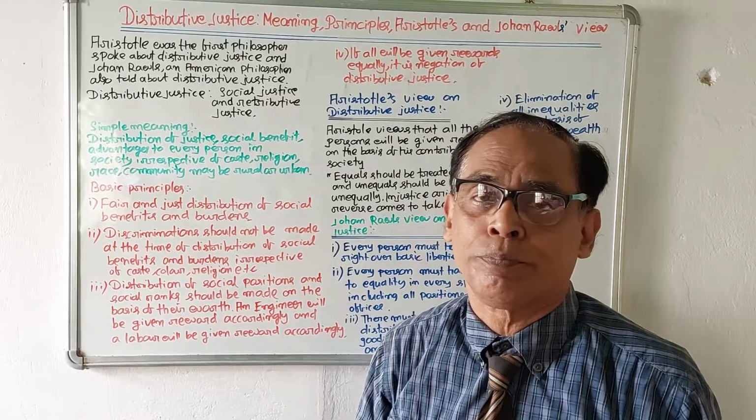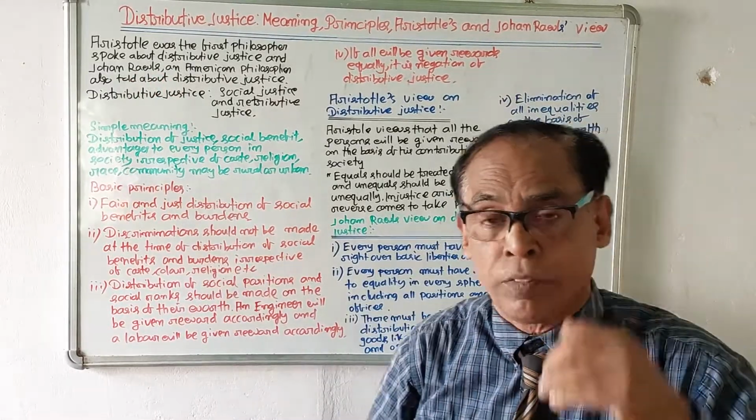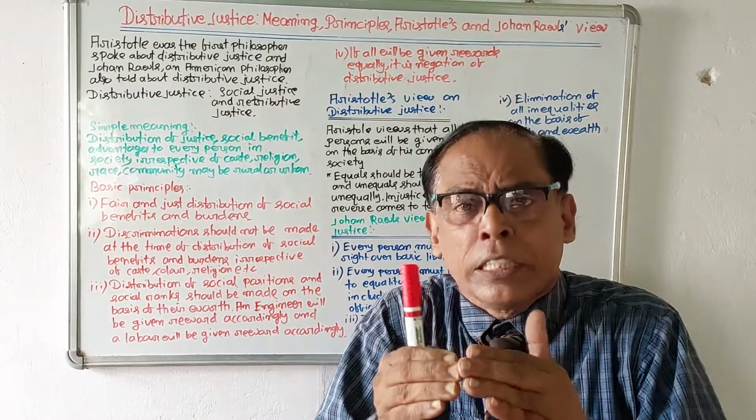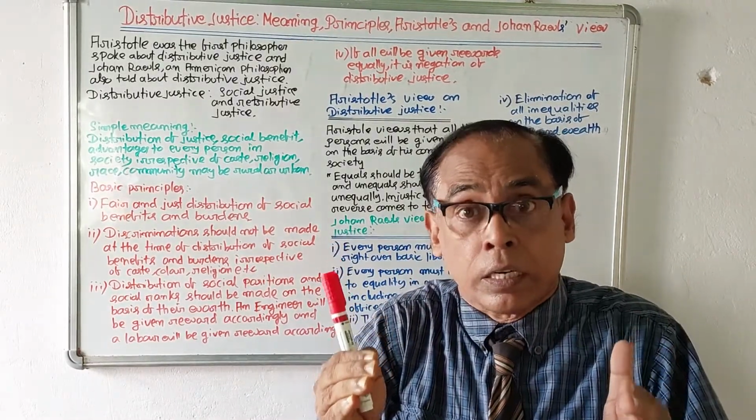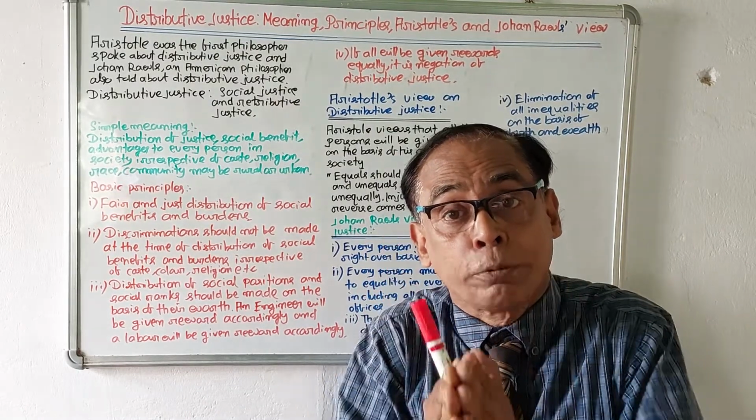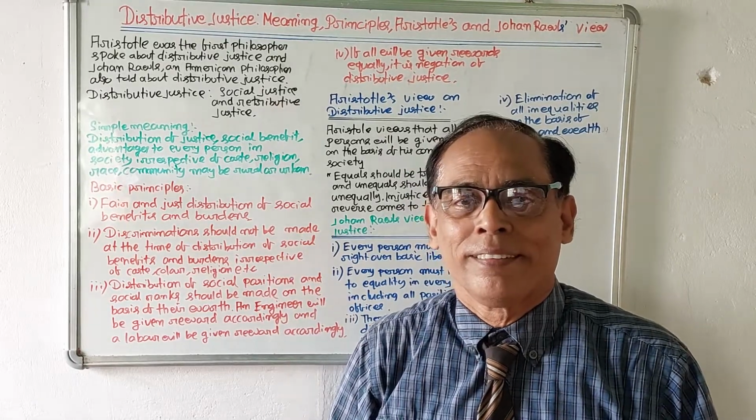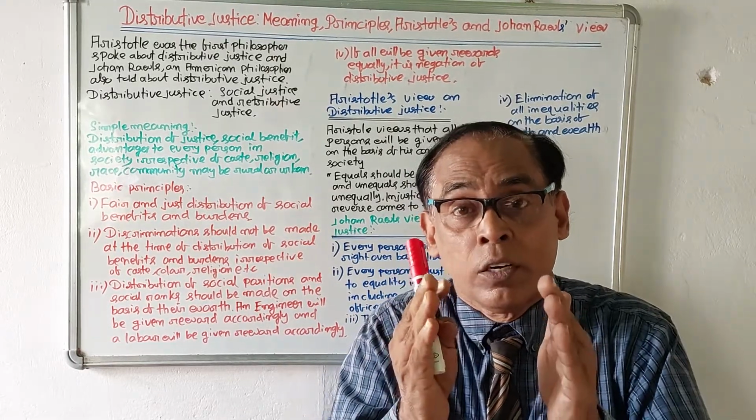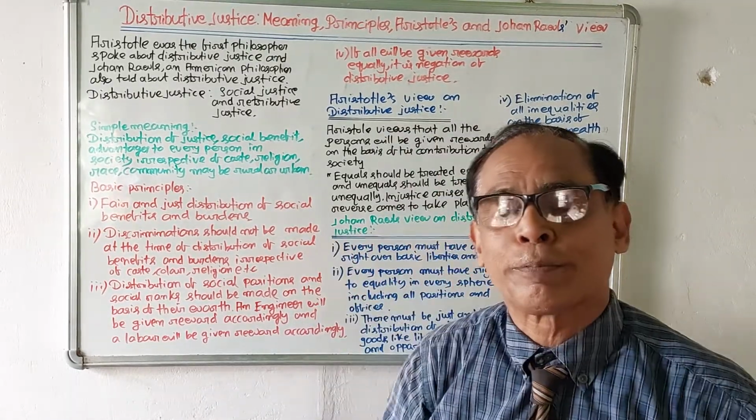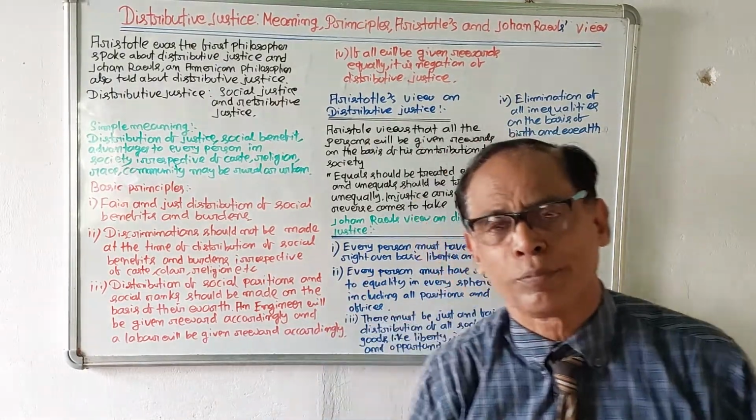After Aristotle, John Rawls, an American philosopher, also told about distributive justice. And distributive justice is considered to be a basic object of the welfare state. In the welfare state, distributive justice is given primary importance. So, what is distributive justice?